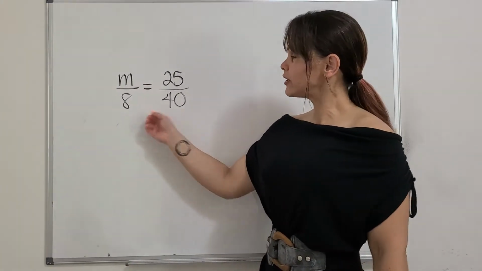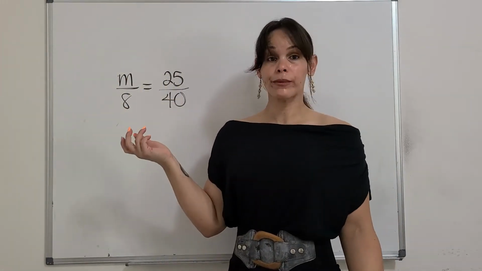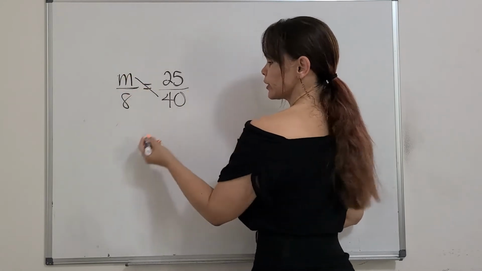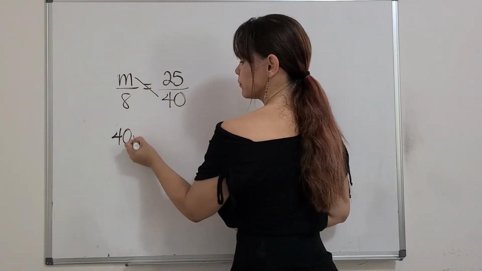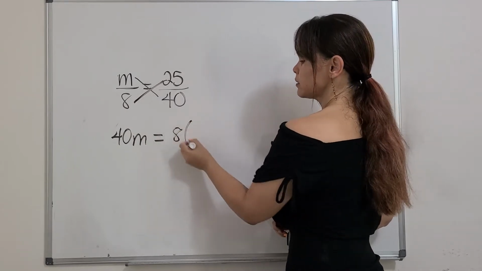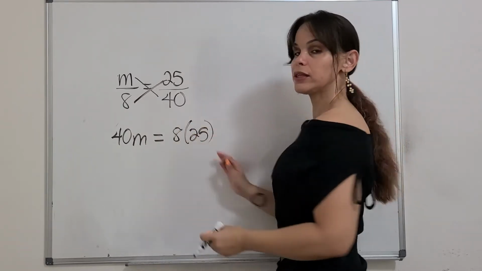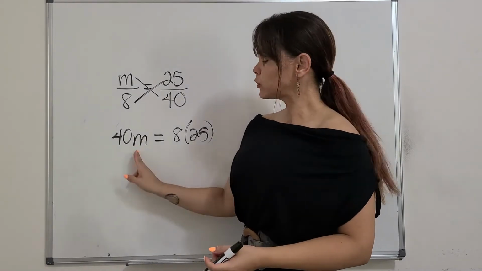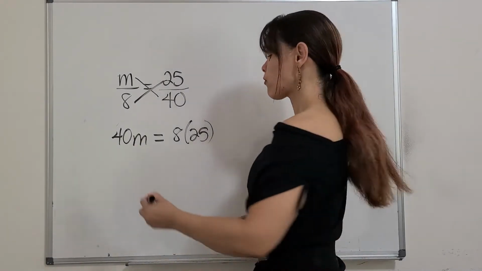So clearly, here we have a proportion. So what are we going to do? We're going to cross multiply. So m times 40, which is the same as 40m, is going to be equal to this one times this one, which is going to be a times 25. And then we just continue solving for the variable, which in this case is m. So it's multiplied by 40, so I'm going to divide by 40.